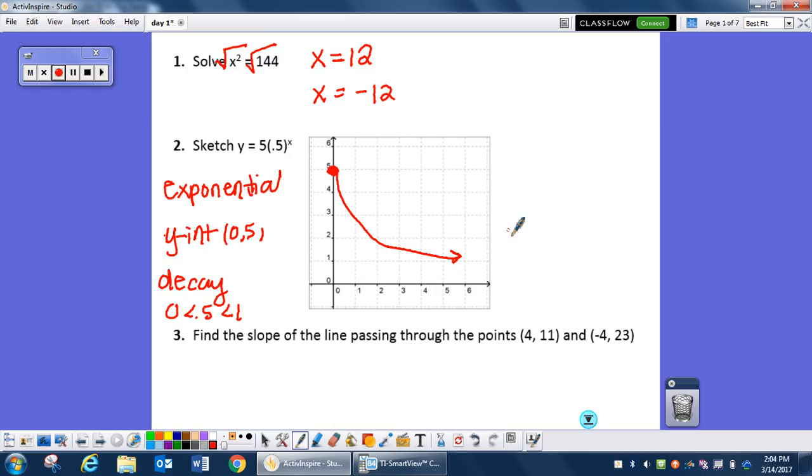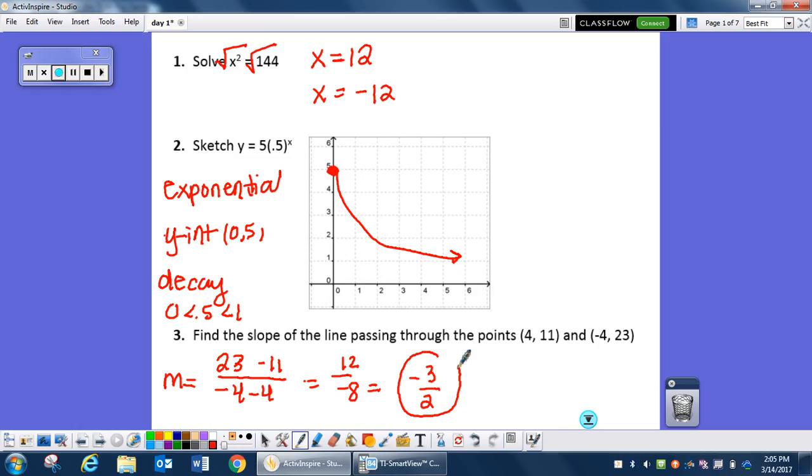Alright, and then the last one, you're just finding the slope. So you're just using the basic slope formula. So we did 23 minus 11 over negative 4 minus 4. This became 12 divided by negative 8, and then if you simplify that, it simplifies to negative 3 over 2. Okay? So that's in case you missed the warm-up.